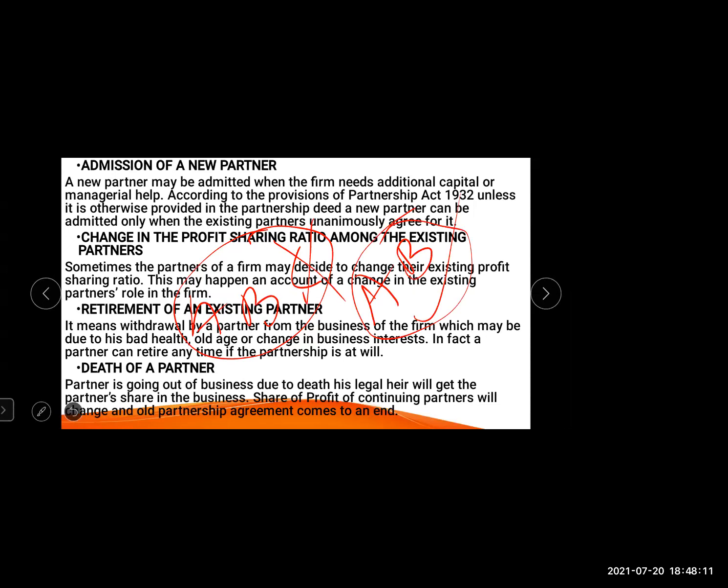And the new partner and the old partner's agreement, ये जो agreement है वो क्या होगा? End हो जाएगा and A B का new agreement बनेगा. The renewal of the agreement between A and B, and the agreement of A B and C will end. Okay.